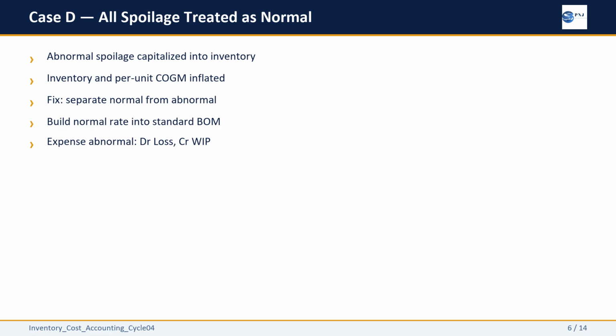The fix is to separate actual spoilage into normal, which is expected and lives in the bill of materials, the BOM, and abnormal, which is above expected and must be expensed. Calculate the normal rate from history, build it into the standard, and post everything above it as debit abnormal spoilage loss, credit work in process. If material, this may require a restatement under ASC 250.